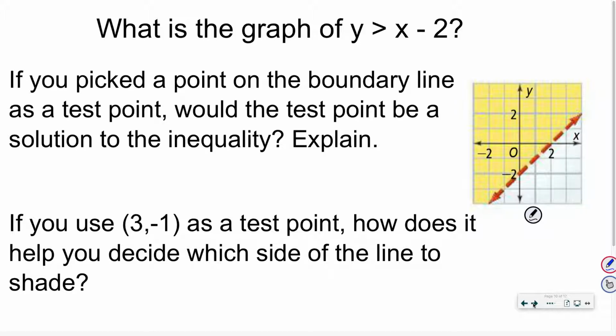We need to find a value that works. So if we picked a point on the boundary line, would that help us find which side to shade? If I picked a point on the line, like 0, -2, would that help me determine which side of the line to shade as my solution set? No, it wouldn't. Good, I see you shaking your head no. No, it wouldn't because we have to choose a side.